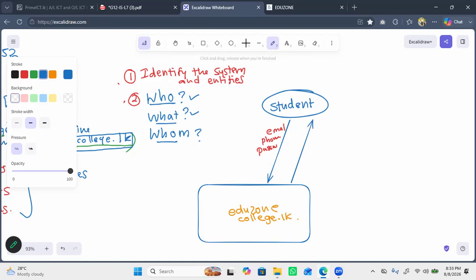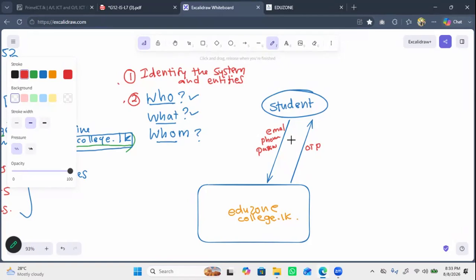That one you don't need to consider. WhatsApp message or Facebook message or phone call or else sending with a pigeon or whatever the way, you are not considering the way. You are just considering who. eduzonecollege.lk. What? 6-digit OTP code. Then to whom? To the student. Okay, this is the flow. That's it. Simple.